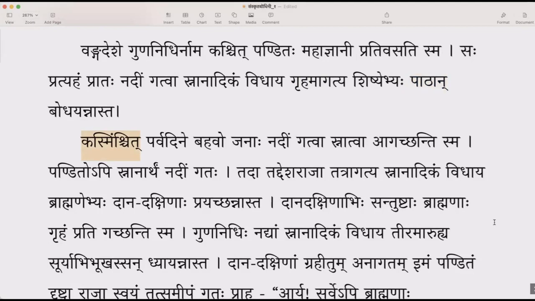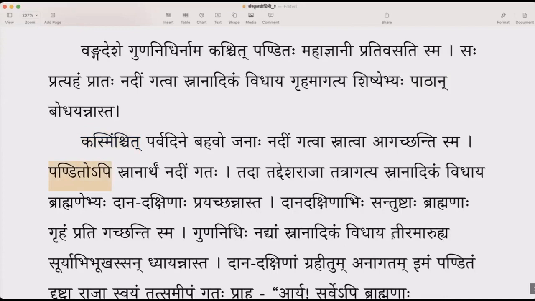Pashminchit parvadane bahavo janaha nadingatva snatva agachanti sma. On some festival day, bahavo janaha, many people, nadin gatva, went to the river. After going to the river, after taking bath, snatva, agachanti sma. Came back. They usually go to the river, take a bath and come back.